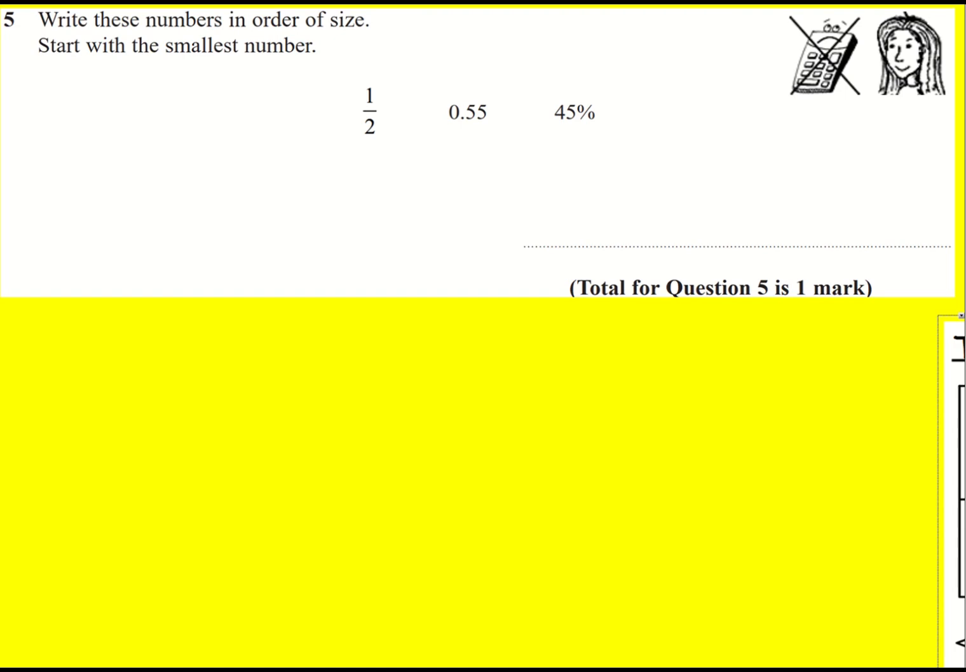Write these numbers in order of size. Start with the smallest number. So you've got 1/2, 0.55 and 45%.